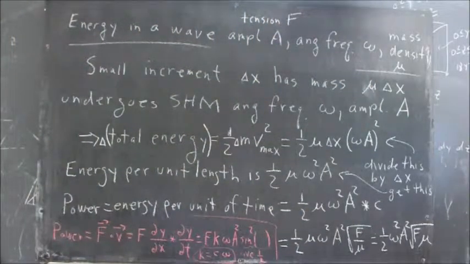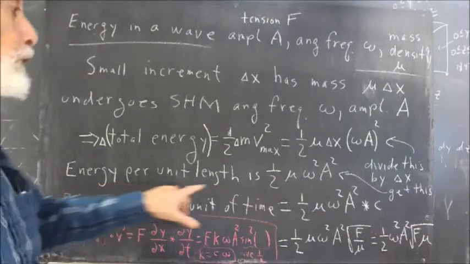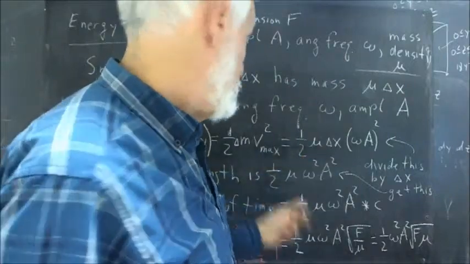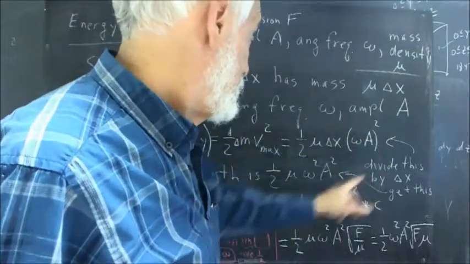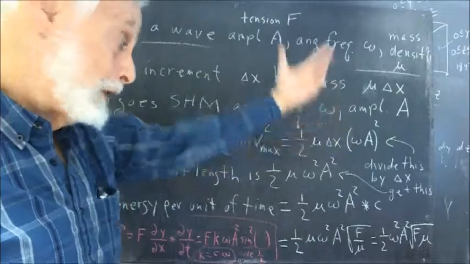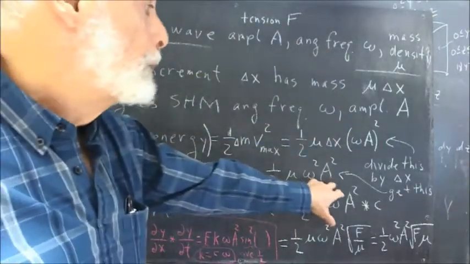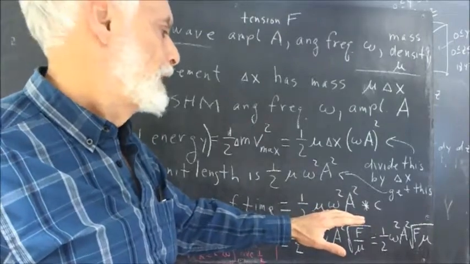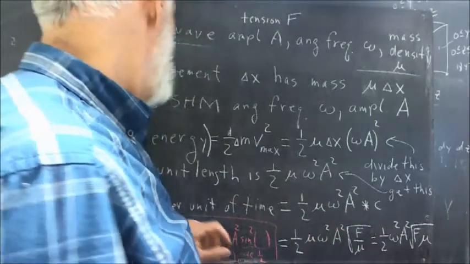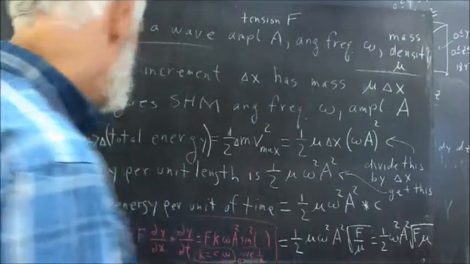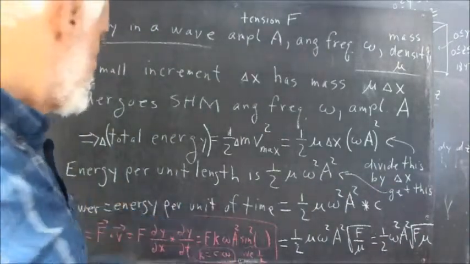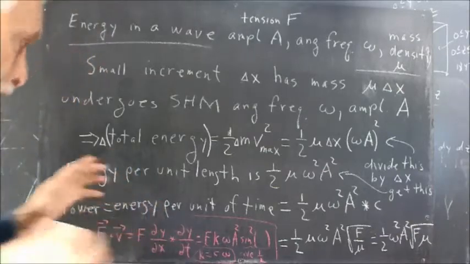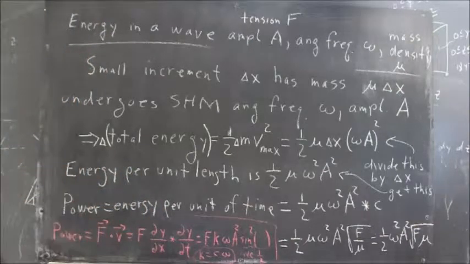Okay? Now, if we want the energy per unit length, well, this is the energy in length delta x. We divide that by delta x to get this, so that delta x just goes away, and here's our energy per unit length. Now, if we know the energy per unit length, how do we figure out how much energy we've got to supply per unit of time? You might want to stop and think about that. Just try to get your head around that particular question.